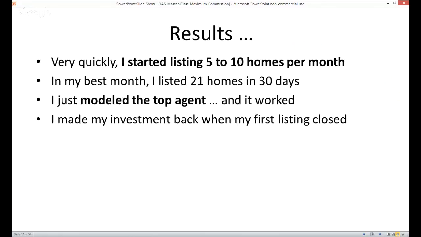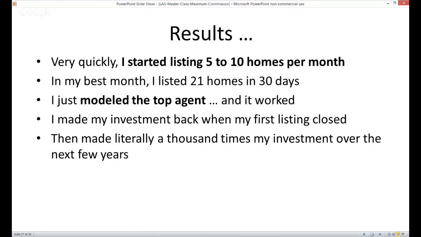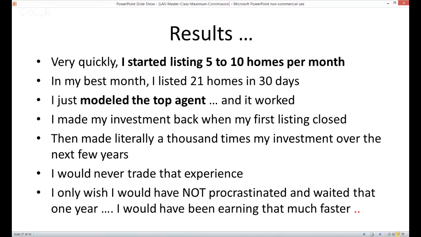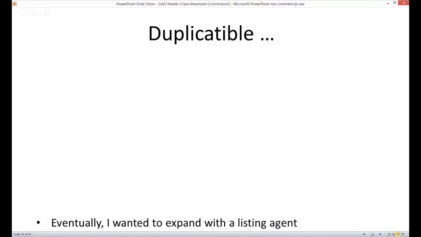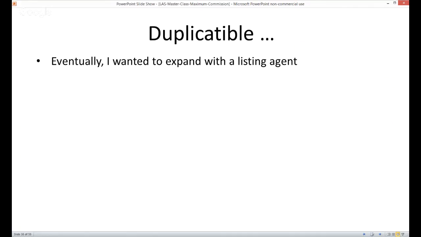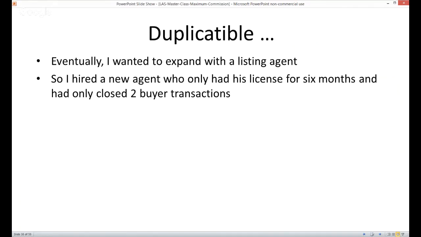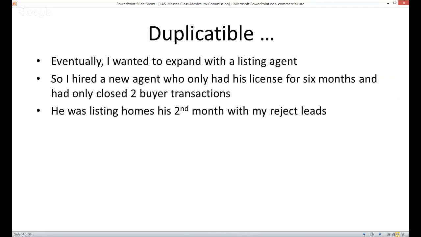Now, I made my investment back with my first listing when it closed, and then I literally made 1,000 times my investment over the next few years. I would never trade that experience. I only wish I wouldn't have procrastinated and waited that 1 year. I would have been earning that much faster. Well, I found out it's duplicatable, right? Eventually, I wanted to expand with a listing agent, so I hired a new agent who only had his license for 6 months, had only closed 2 buyer transactions, and had never taken a listing.